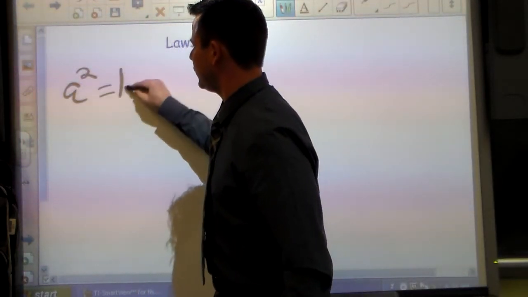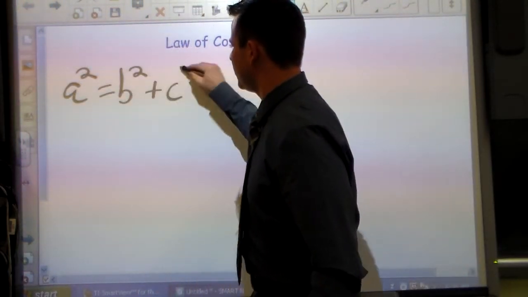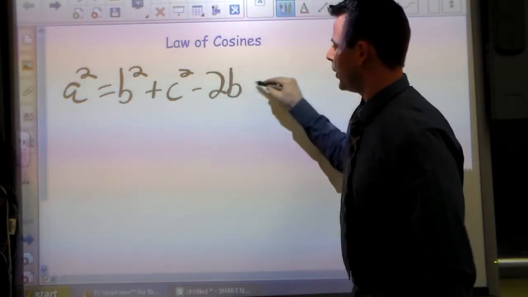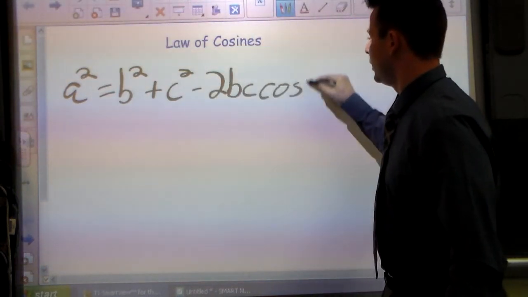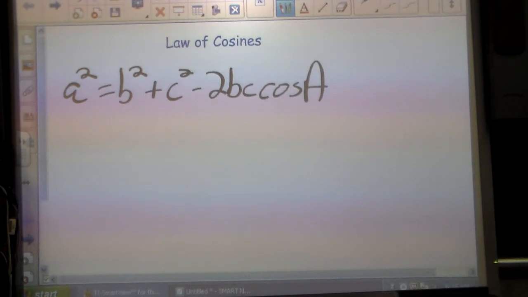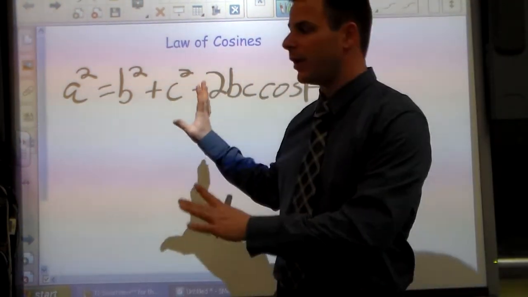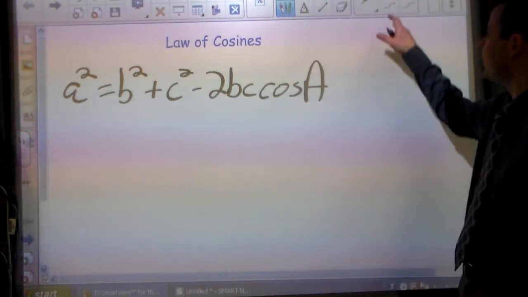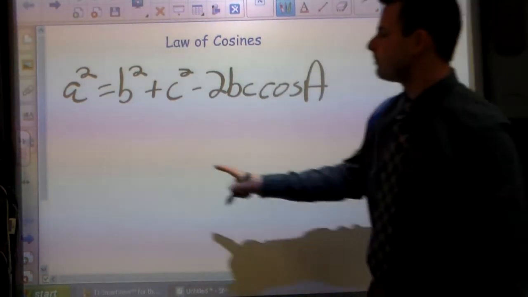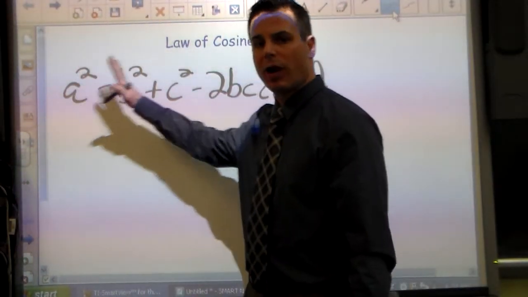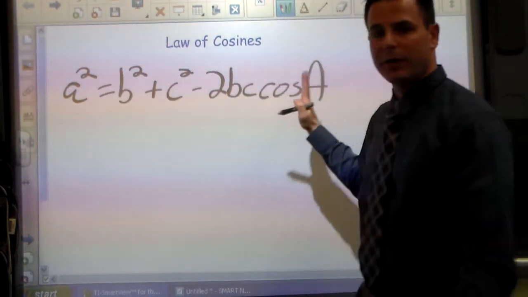a squared equals b squared plus c squared minus 2bc times the cosine of A. So there's a lot of things to go through about this formula. First, this formula is given to you, so you do not need to memorize it. Second, we'll have to learn how to label a triangle to determine what information this is giving us.